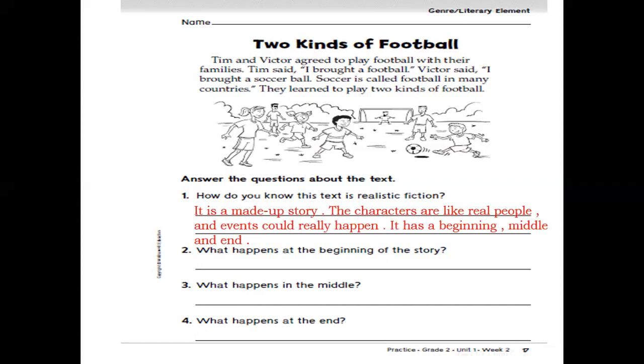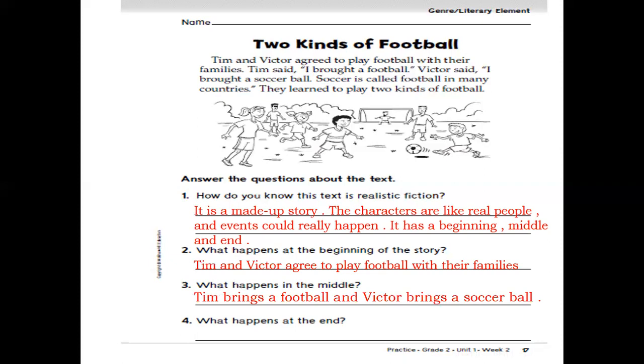What happens at the beginning of the story? Tim and Victor agree to play football with their families. What happens in the middle? Tim brings a football and Victor brings a soccer ball. What happens at the end? The families play both soccer and football.